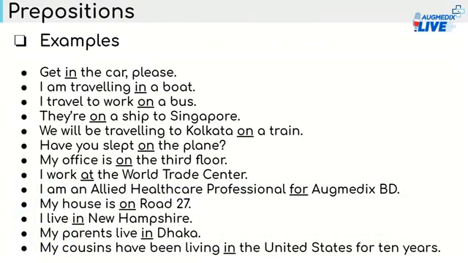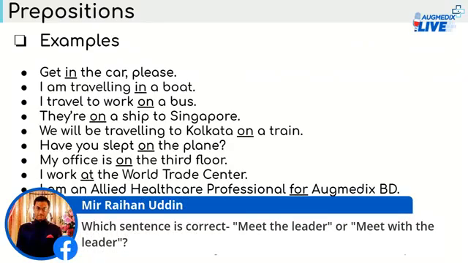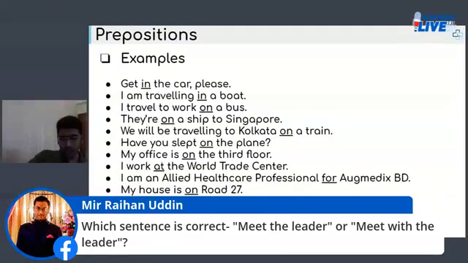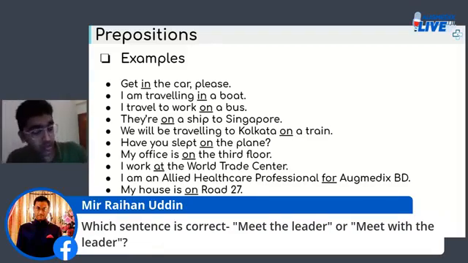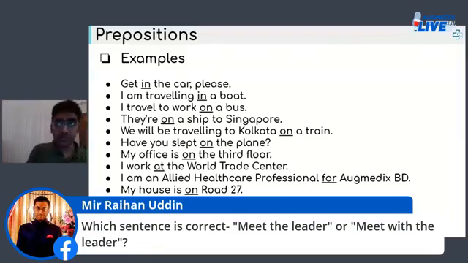Okay. So, all right. We have another question here from Mir Raihanuddin. Which sentence is correct? Meet the leader or meet with the leader? Well, both are fine. Both are correct. But here, each has a different meaning. How so? I'll clarify this for you. When you say meet the leader, you mean that you want to meet him, but not have a meeting with him. Follow what I'm saying.